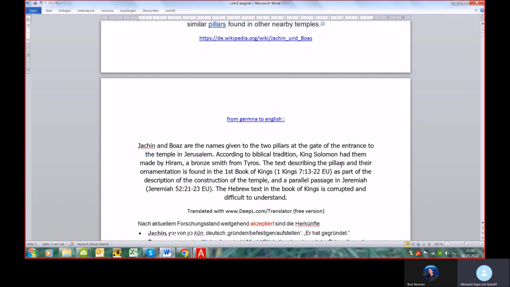The text describing the pillars and their ornamentation is found in the first book of Kings as part of the description of the construction of the temple, and the parallel passage in Jeremiah 52. Yes, the Hebrew text is corrupted and difficult to understand.